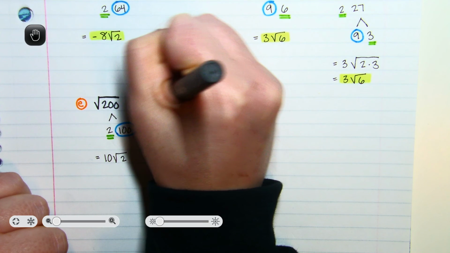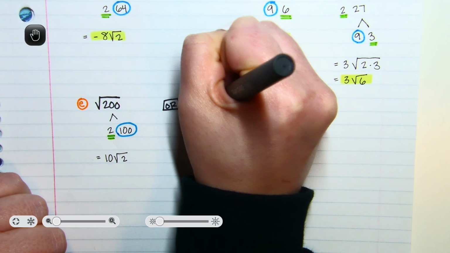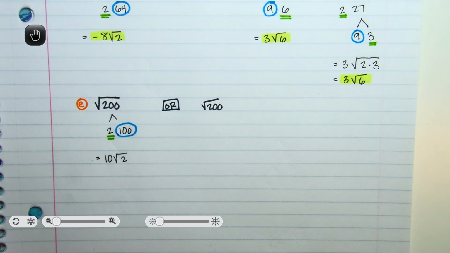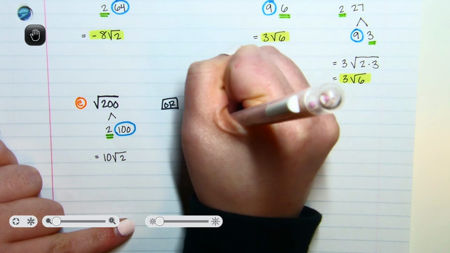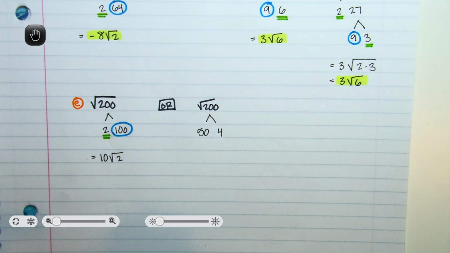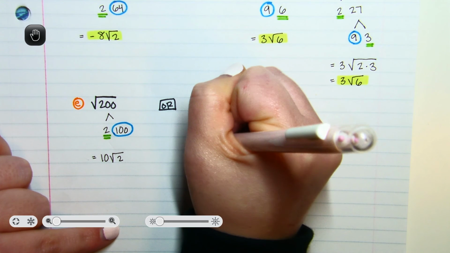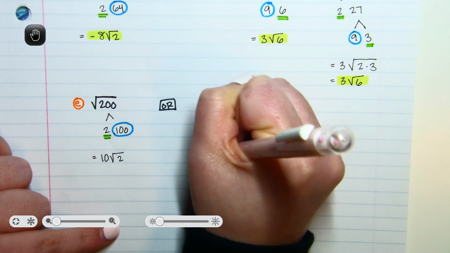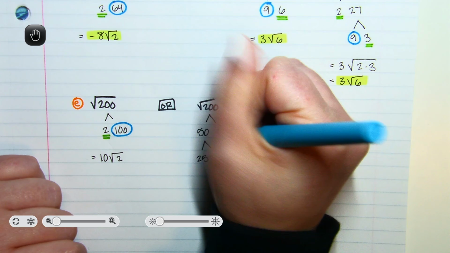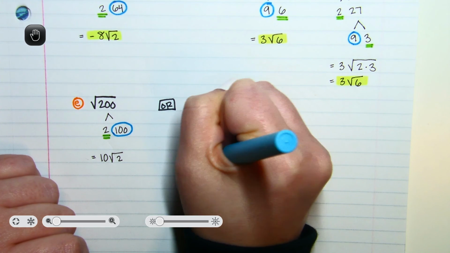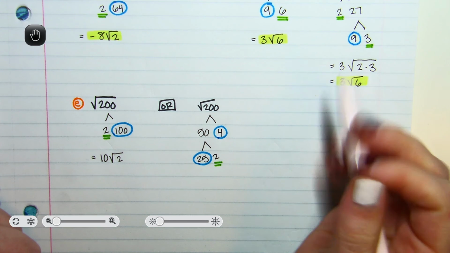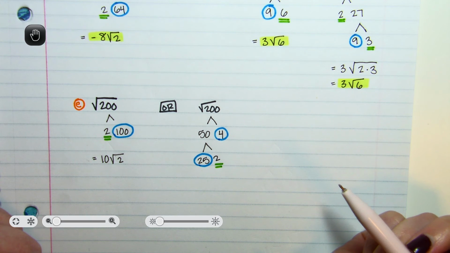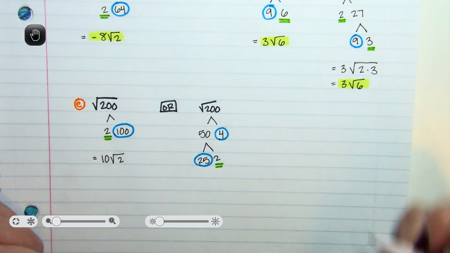Or you may look at the square root of 200 and think, well, I know that 50 goes into that, and 50 goes in 4 times. But then 50 breaks down even further as 25 times 2. So my perfect squares are the 4 and the 25. And then what's left over at the bottom of my little trees is 2. These, by the way, when I keep saying these little trees, I'm talking about the little lines that I keep drawing to see how things factor further.